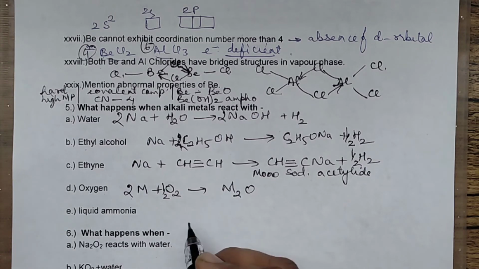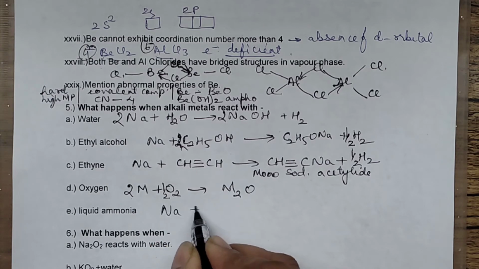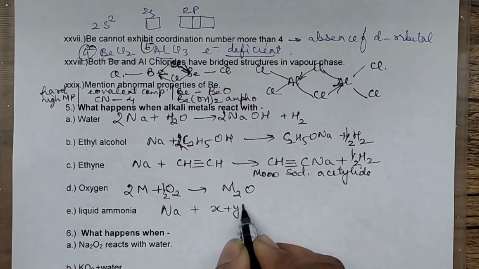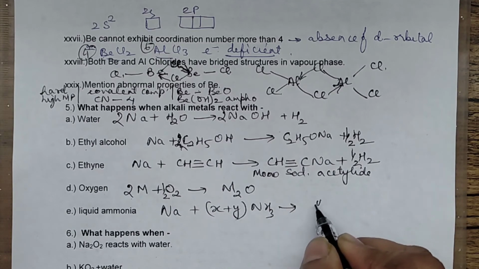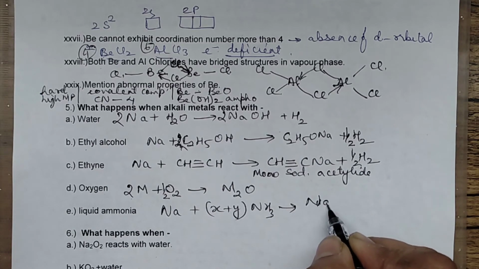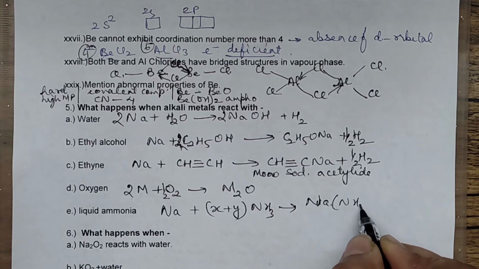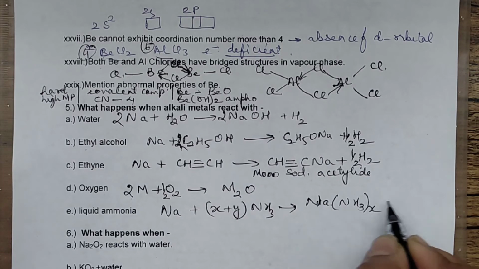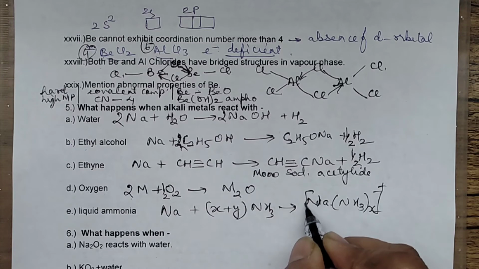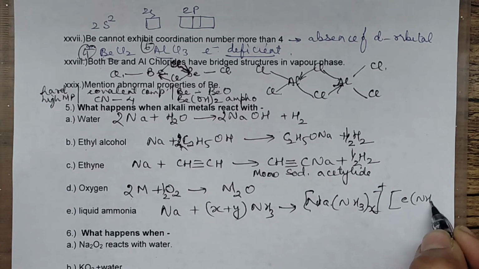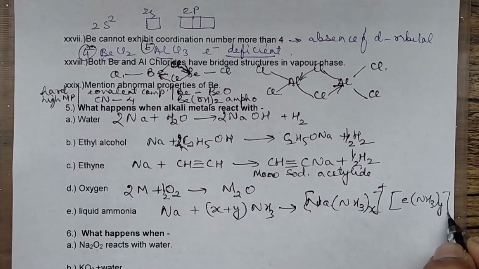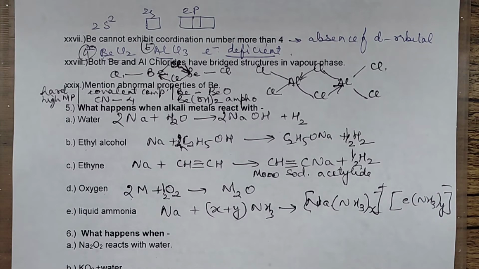Then with liquid ammonia, say sodium is reacting with x plus y of ammonia, then it will result in the formation of ammoniated cation, say x amount of this is here, plus it will form ammoniated electron. Due to the ammoniated electron, it is having color and it is paramagnetic.